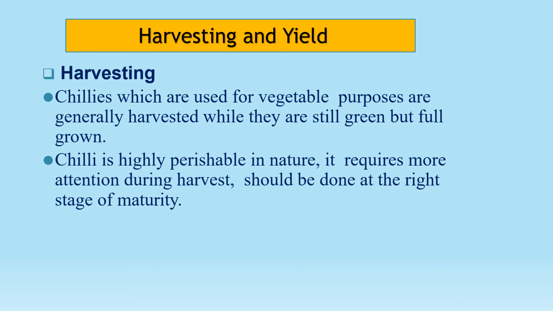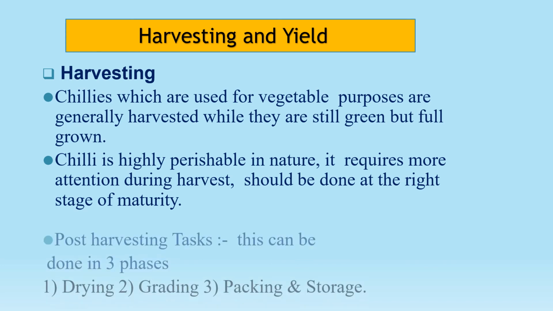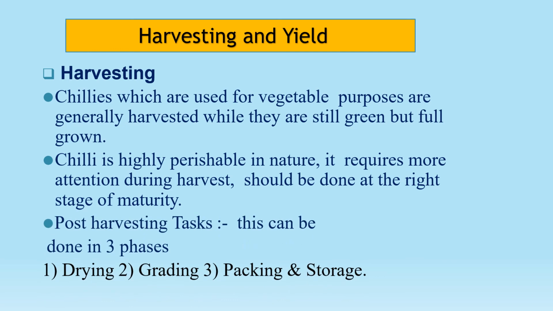perishable in nature. It requires more attention during the harvest and should be done at the right stage of maturity. If not, the harvesting of the crop will lead to loss for the farmer and ultimately a great loss. The post harvesting tasks should be done in three phases. The first is drying, grading, packing and storage.